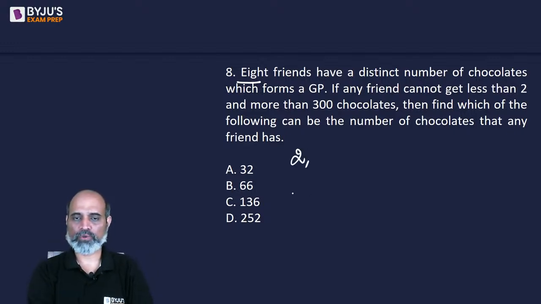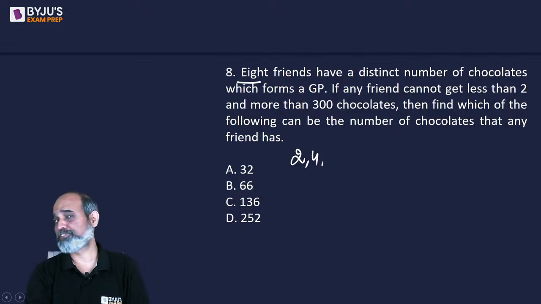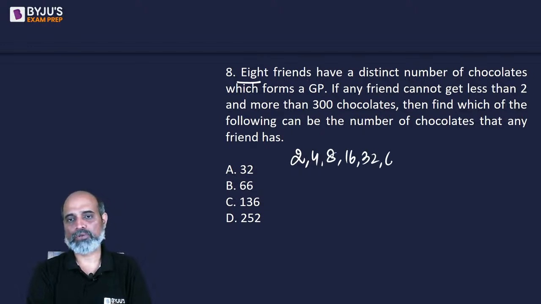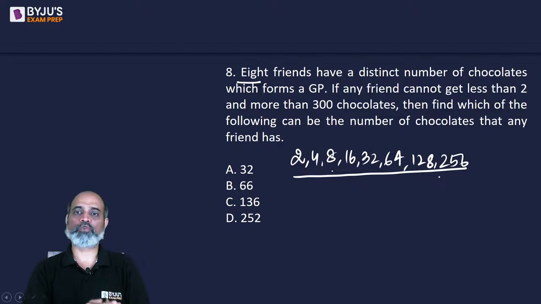So if I take 2 and if I double it, the least common ratio I'm taking is going to be 2, because if I take 1.5 or something like that, it is going to be in points. We can't have number of chocolates as fractions or decimal values. So 2, 4, 8, 16, 32, 64, 128, how many is that? 3, 3, 6, 7, and then we will have 256. So we can see that these are the numbers where no value is less than 2 and more than 300.